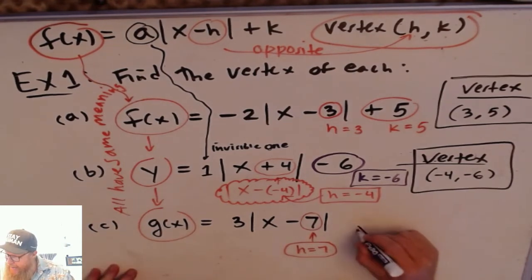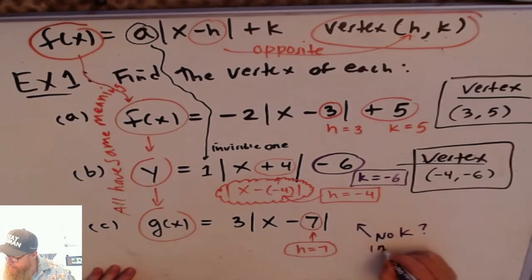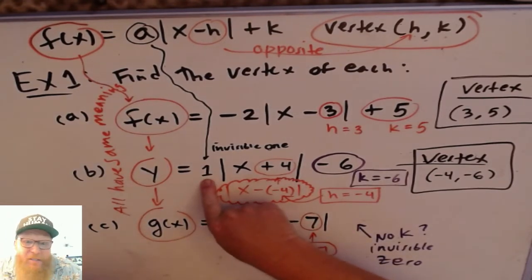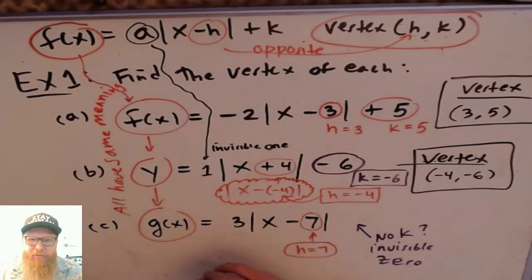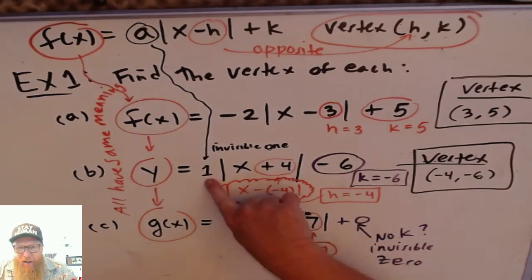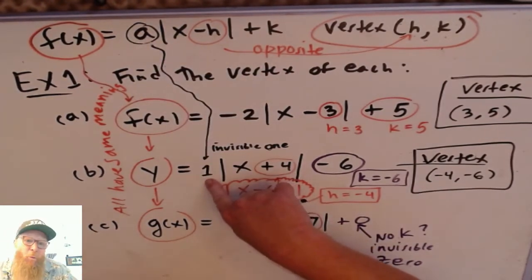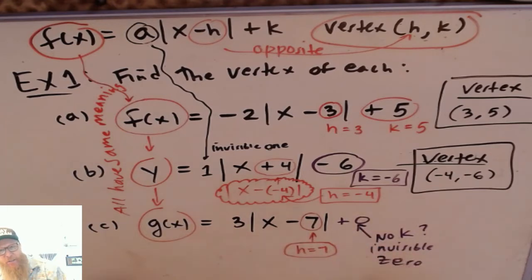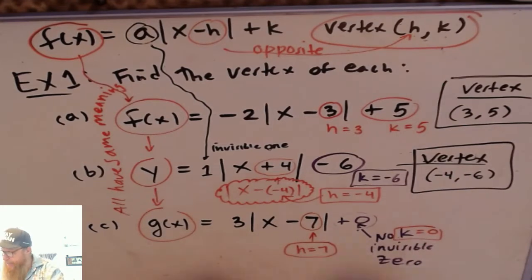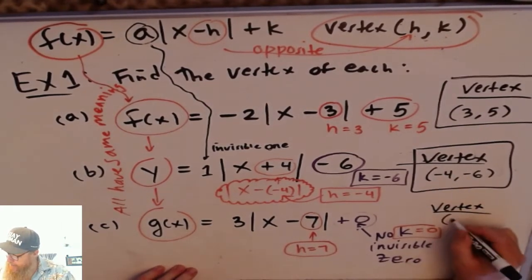And then if there's no K, it's an invisible 0. There are 2 types of invisible numbers in mathematics. You probably learned this when you were a little kid. 1 is an invisible number. You can't see a 1 when it lies in front of an expression. And a 0 is the other invisible number. So if it's a scalar, an A, and it's invisible, it's a 1. If it's a shift, horizontal or vertical, then that means it's a 0. So our K is going to be equal to 0. So our vertex is 7, 0.